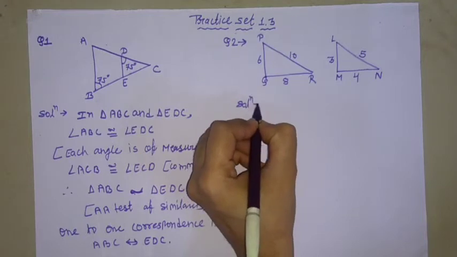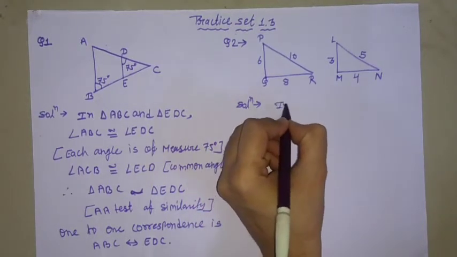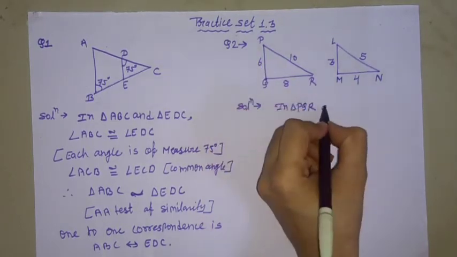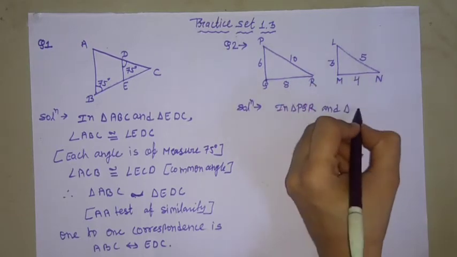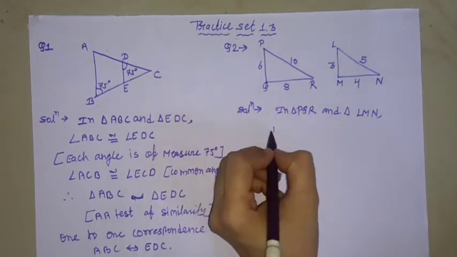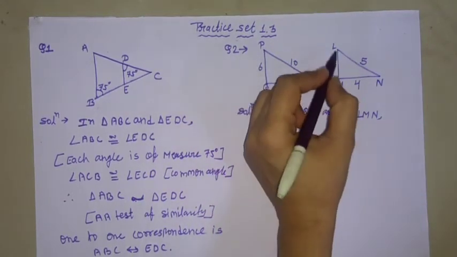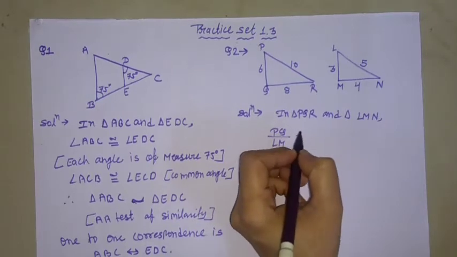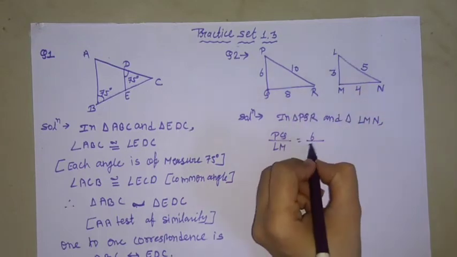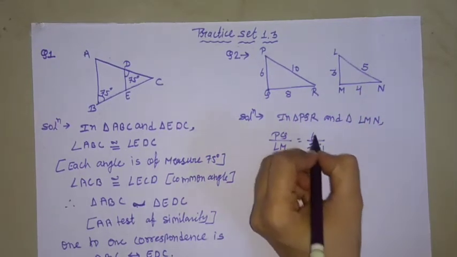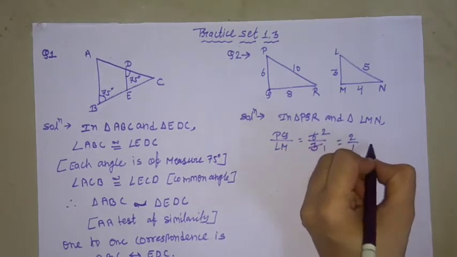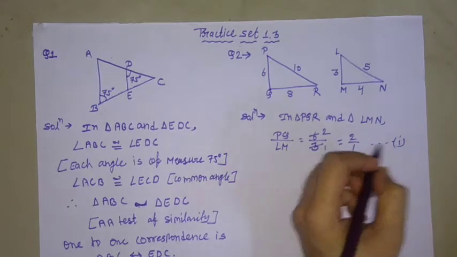Solution. In triangle PQR and triangle LMN, PQ divided by LM equal to PQ equal to 6 divided by LM equal to 3. 3 ones are 3, 3 twos are 6, equal to 2 divided by 1. It is denoted by first equation.